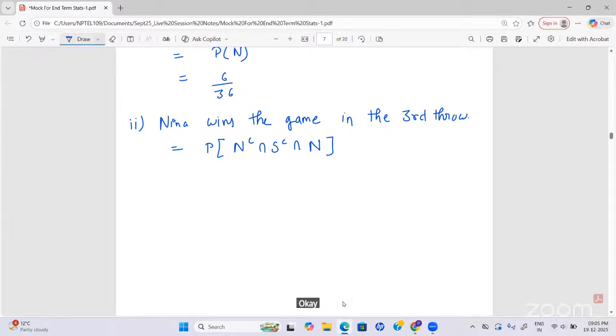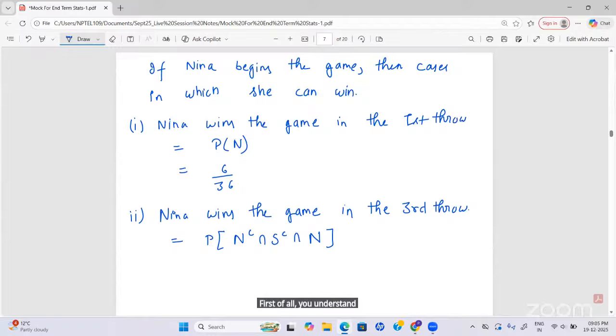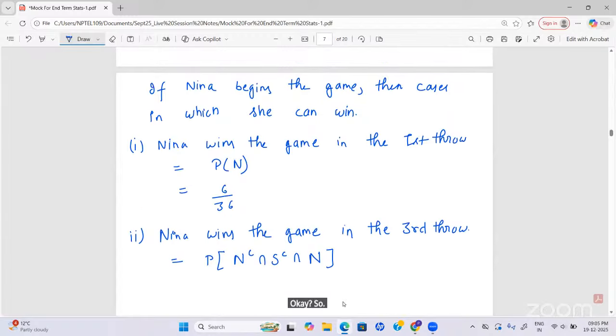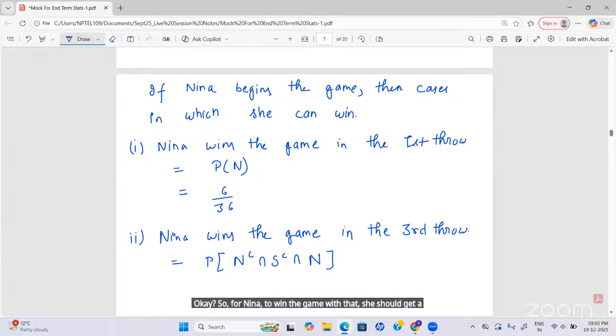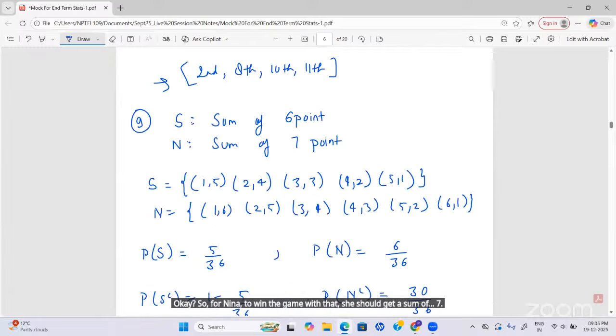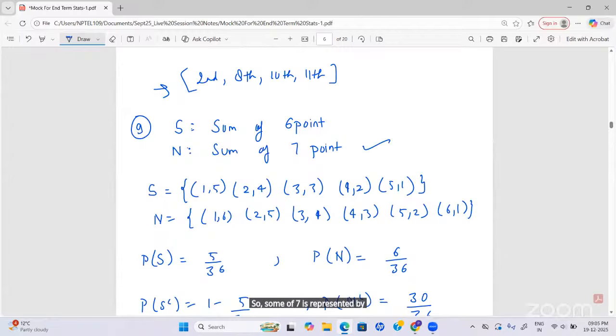First of all, understand when Nina and Sam are winning the game. For Nina to win, she should get a sum of 7, which is represented by N. Sam will win if he gets the summation of 6, which is represented by S. So Nina is winning in the third trial, which means in the first throw Nina should not win, which means the summation of 7 will not come, which means N complement.